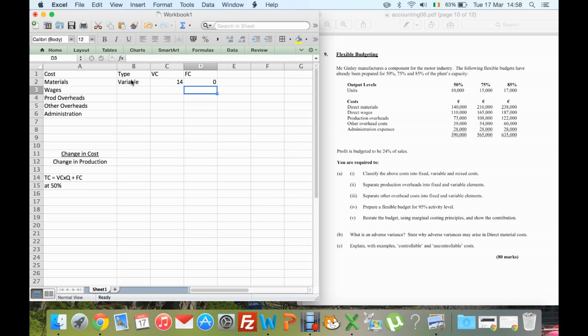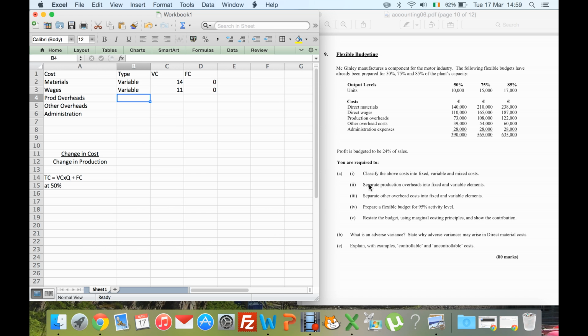Wages, I'm going to assume the wages is the same. We'll do the same thing. Wages goes up by 55,000 euros as a result of a 5,000 increase in production. So that's 11 per unit. So if we produce 10,000 units, 10,000 multiplied by 11 would be 110,000, which is the total cost. So that means there's no fixed cost again. So it's variable.